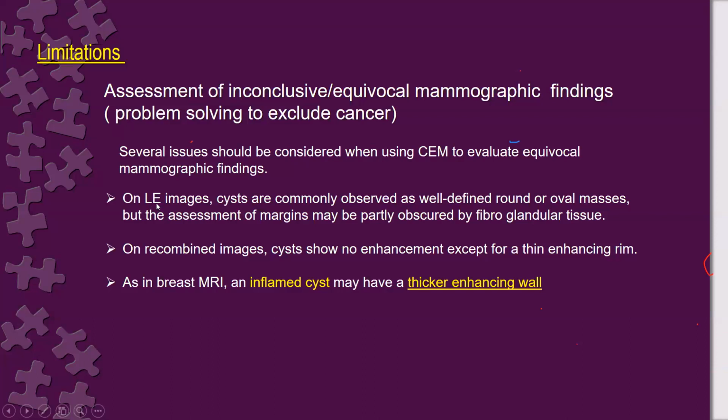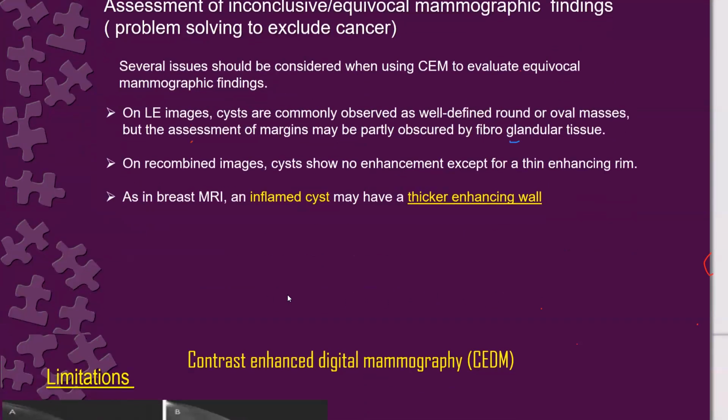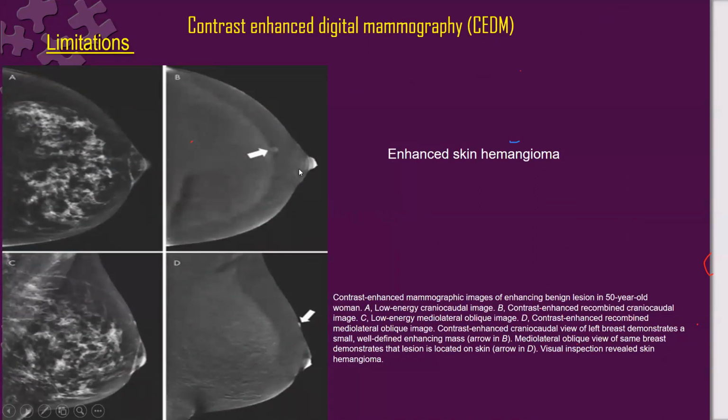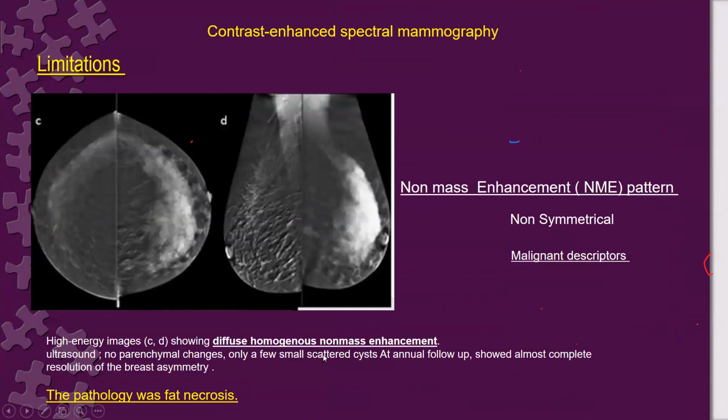and we have to look at the low energy images, and we have to know that the cyst has to be thin walled or with an enhancing rim or negative enhancing lesions, and we have to consider the thicker enhancing wall of inflammatory cyst. This is an example of an enhancing benign lesion in a case of enhanced skin hemangioma. You can see it here in tangential view. It is at the level of skin.